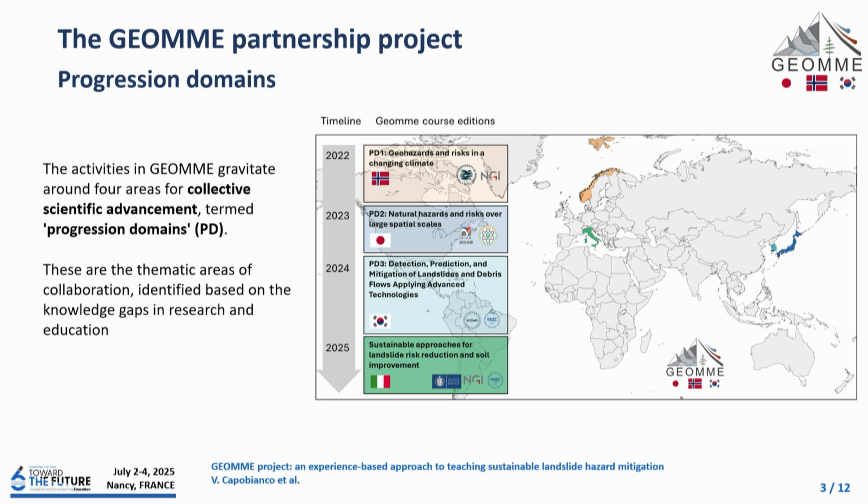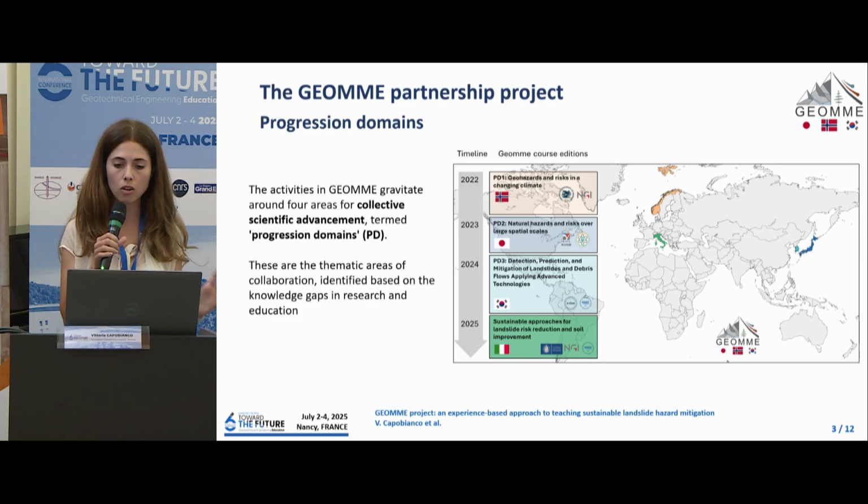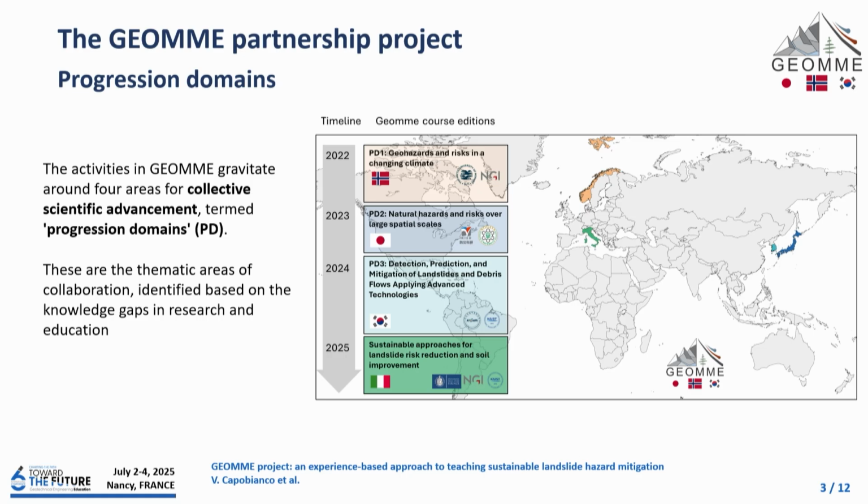So how does GEOMME work? The activities in GEOMME gravitate around four areas for collective scientific advancement that we call progression domains, which means that every year the partners of the project focus on a specific thematic area for collaboration that has been identified based on the knowledge gaps existing in research and education.